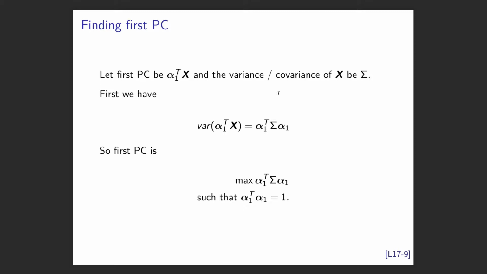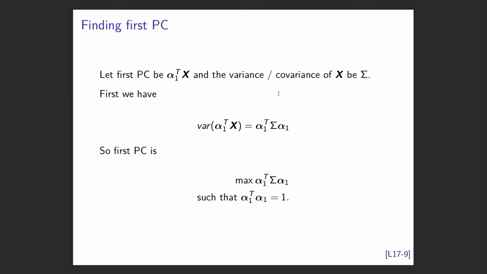And we're going to assume that the variance-covariance of this set of random variables, so that bold x, which is just my x1, x2 up to xp, is going to be sigma. If we have p predictors, that's going to be a p times p symmetric matrix. First of all, hopefully you remember this, but the variance of a linear combination of a random variable x is alpha 1 transpose sigma alpha 1. That's the linear algebra version of the variance of a x is a squared variance of x.